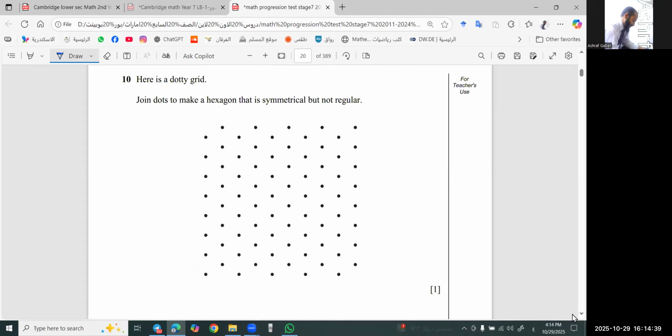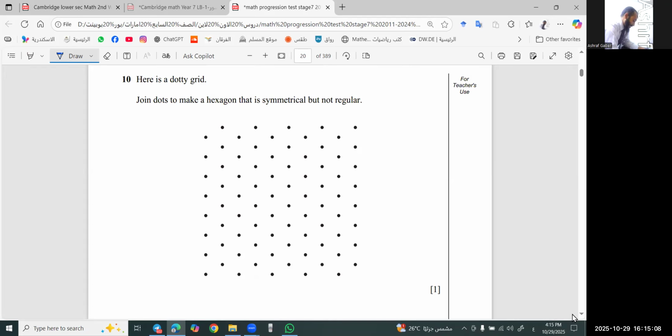In this exercise, here is a dotted grid. Join dots to make a hexagon that is symmetrical but not regular. Do you understand what the exercise is telling me? It says here is a dotted grid, so we want to draw a hexagon. First, a hexagon is formed from how many sides? Formed from 6 sides. Okay?